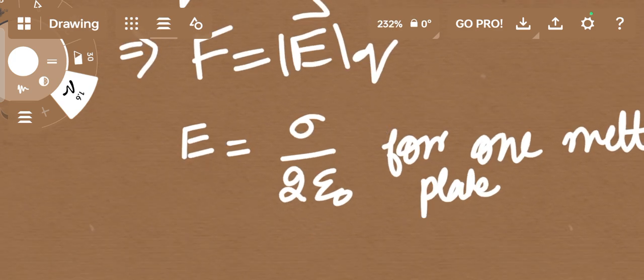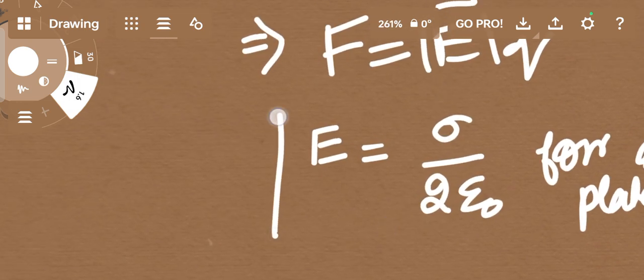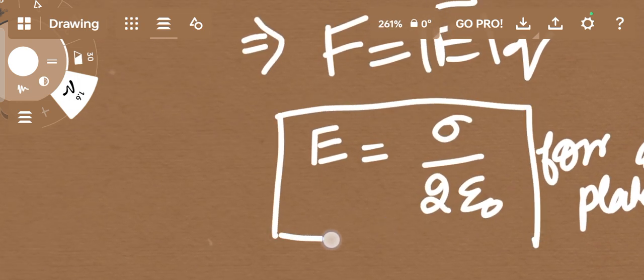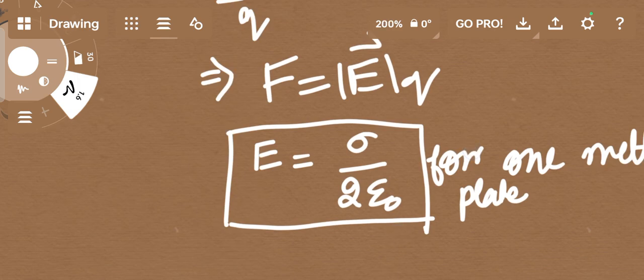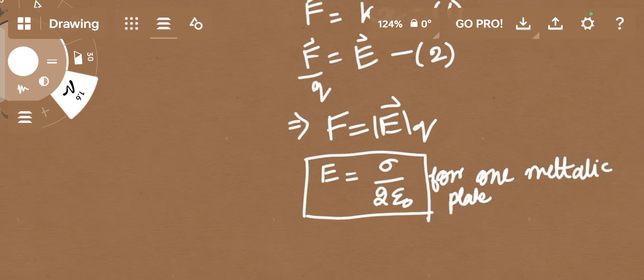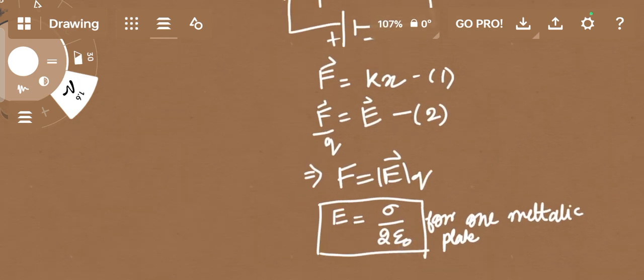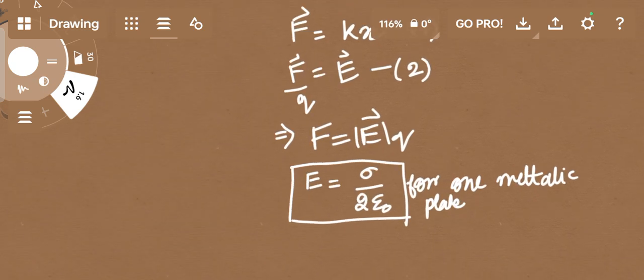This is also a very important derivation. We are using this relation. If you want to know how this comes, you can just leave a comment. I will explain it, but yes, this is an important relation.